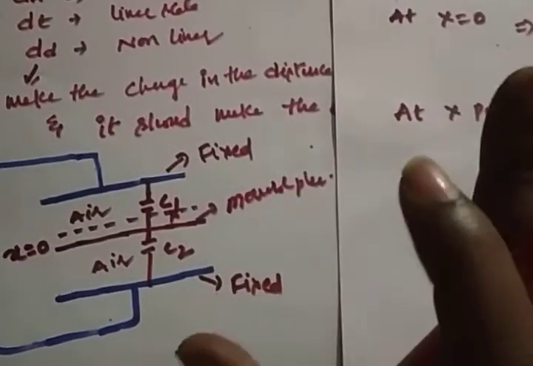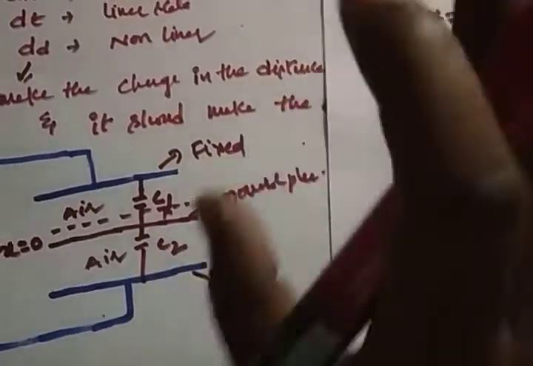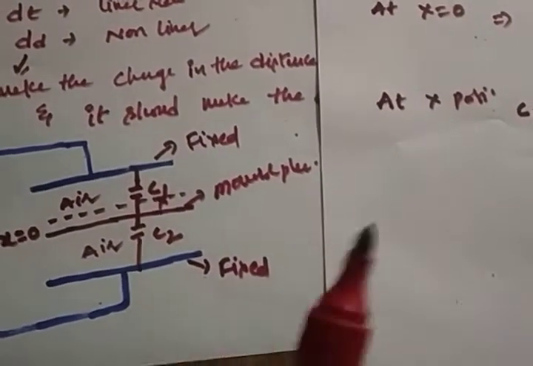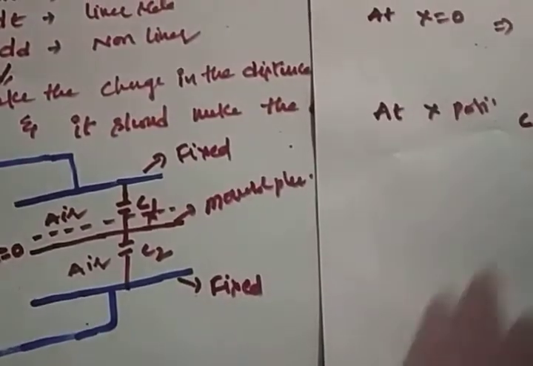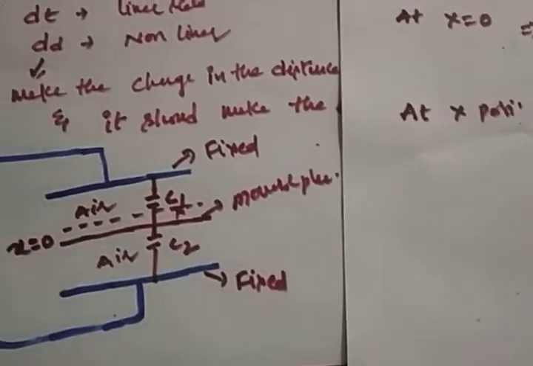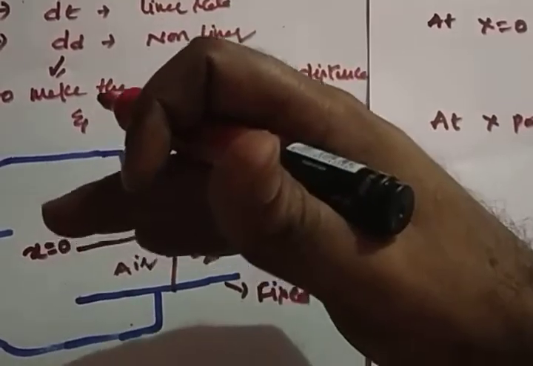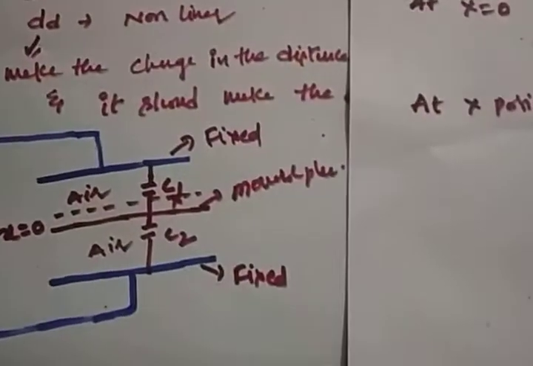Initially at x is equal to 0 position, there is no change in the capacitance. No change in the capacitance means there is no change in the voltage. That means the difference in the voltage is 0. Alright, now you are moving your plates, the movable plates, by a distance x.